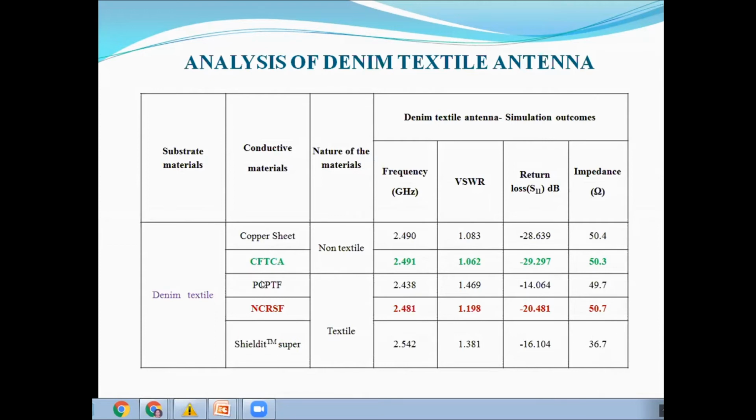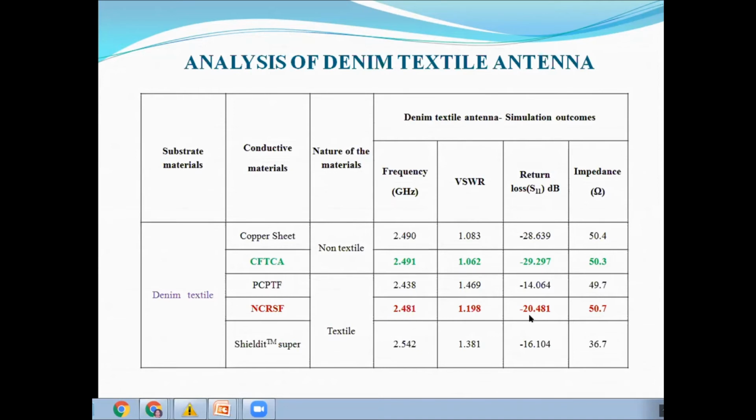So the materials which are best suited are colored. The CFT material is best suited because its range, compared to the copper sheet, is better. And for the textile material, the NCRSF is suited because the frequency range is closer and the return loss is good.